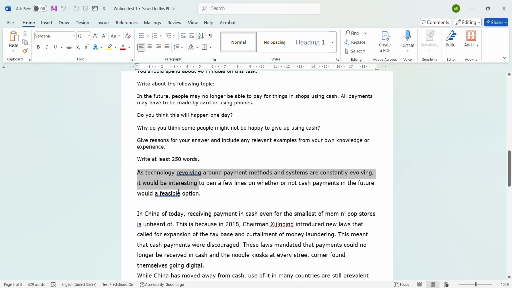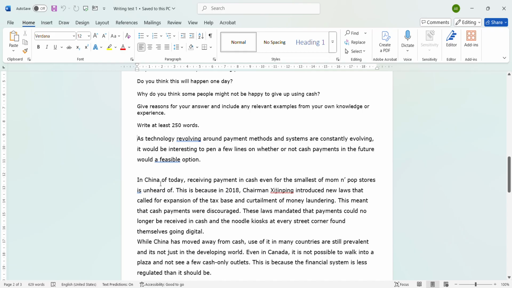So this is a signature move that I use, or signature opening that I have, which is to write an introduction by calling back to the question itself. As technology revolving around payment methods and systems are constantly evolving, it would be interesting to pen a few lines on whether or not cash payments in future would be a feasible option.